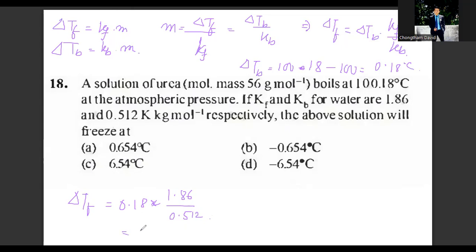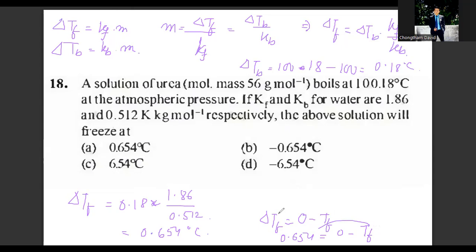So after calculation, you would get approximately 0.654 degrees Celsius. As the freezing point of water is 0 degrees, you can say delta Tf equals 0 minus the lowering in the freezing point. So how much is given? Delta Tf is given. You have just calculated 0.654. 0 minus Tf, so this would be a negative term.